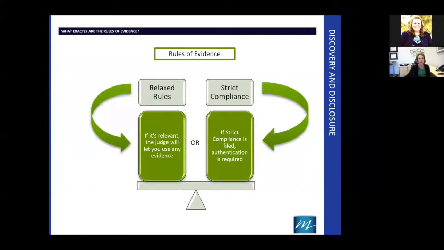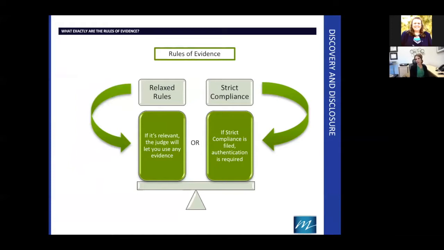Now, let's talk for a minute about the rules of evidence. The rules of evidence govern what comes into evidence, what a court may look at, and what a court can't look at. You've probably heard "objection, that's hearsay," or "lack of foundation." You may have heard these terms, which are lawyer objections, evidentiary objections. In family court, in general, the rules of evidence are relaxed, and anything can get into court that is relevant. That is always true, okay, unless someone files a notice of strict compliance.